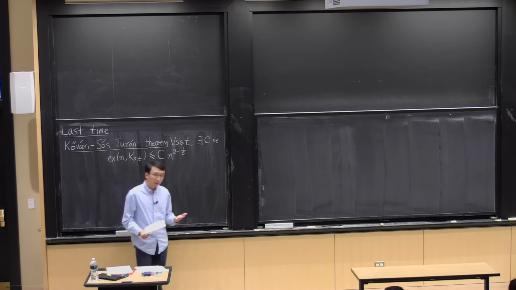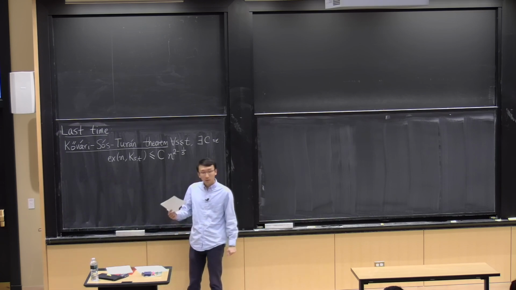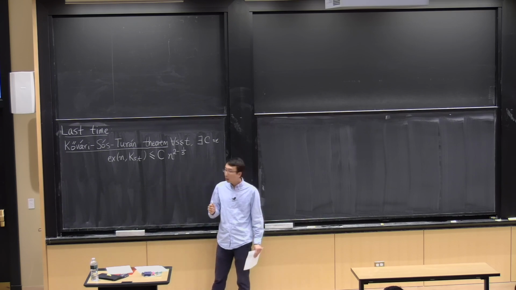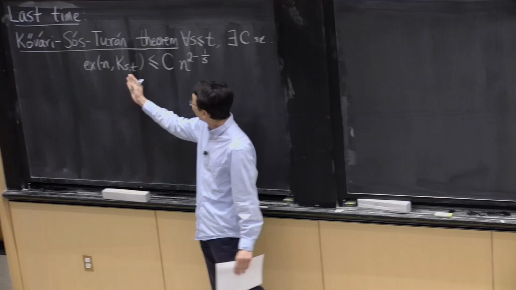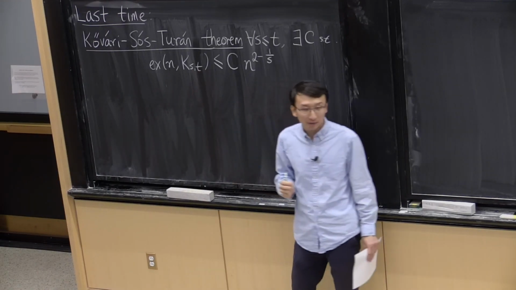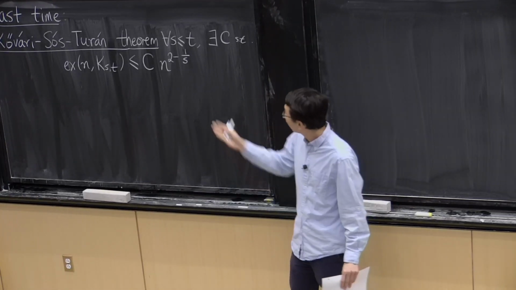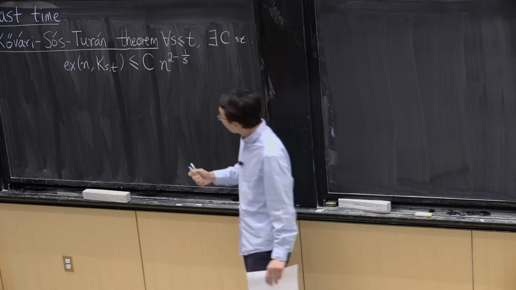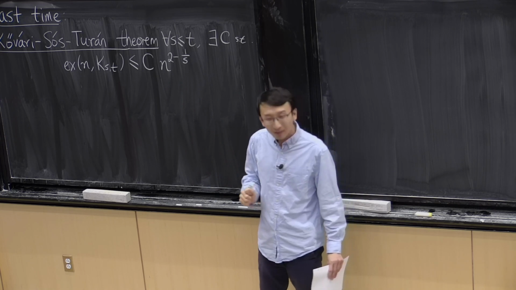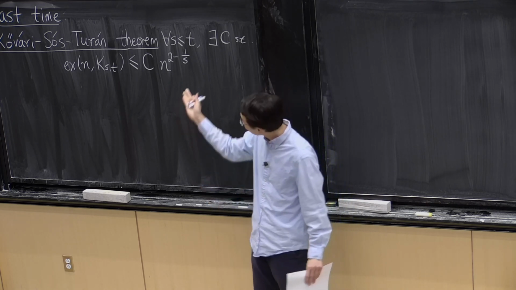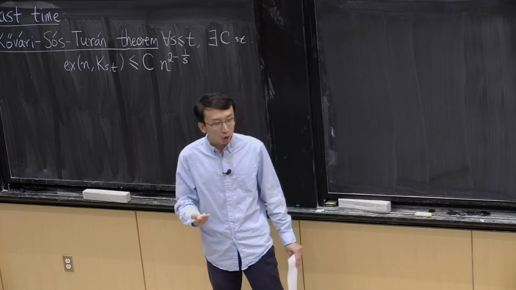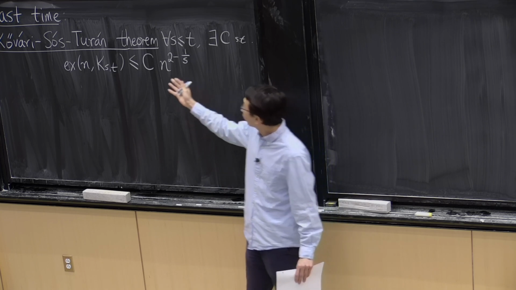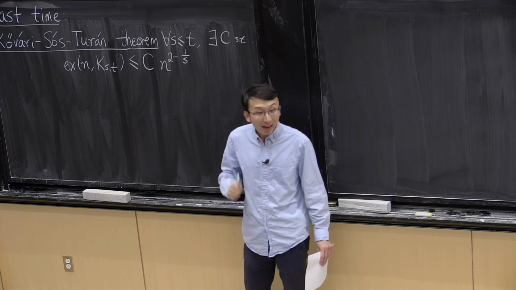Last time we started discussing the extremal problem for bipartite graphs. In particular, we saw the Kővári-Sós-Turán theorem, which tells us that if you forbid your graph from having a complete bipartite graph, K_{s,t}, then you have this upper bound on the number of edges in your graph. So we gave a proof, which was fairly short, using a double counting argument, and it gave you this bound. And the next question is, how tight is this bound? Is there a lower bound that is off by, let's say, at most a constant factor?